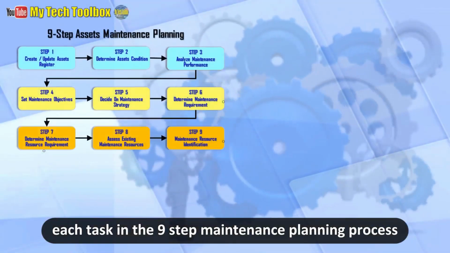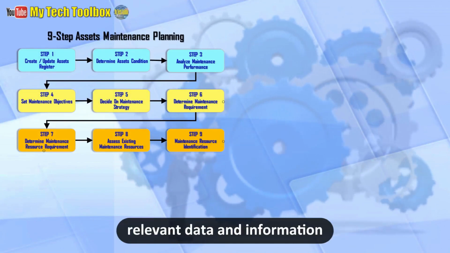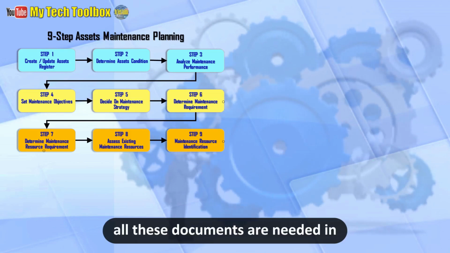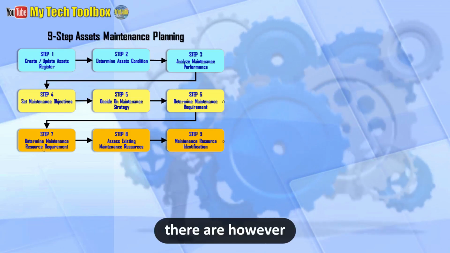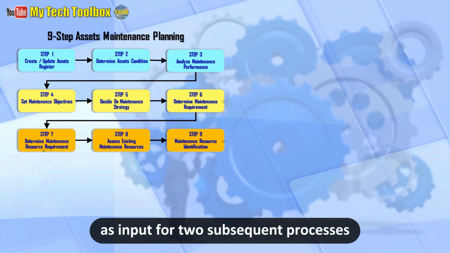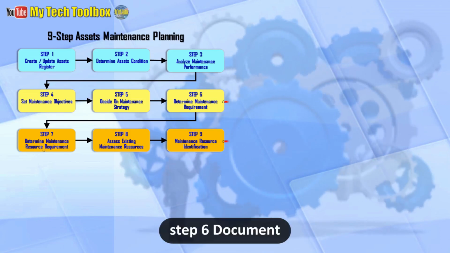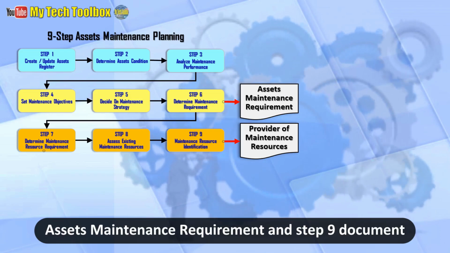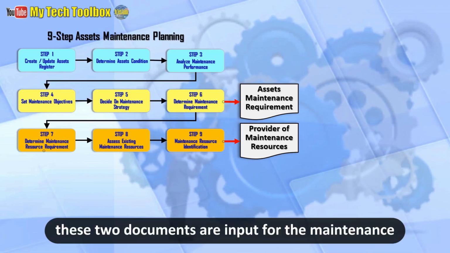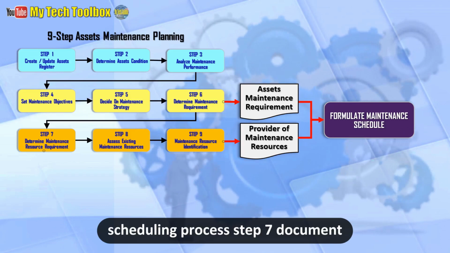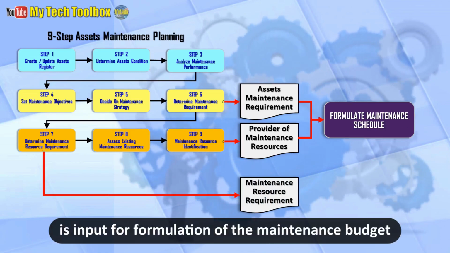Each task in the 9-step maintenance planning process produces a document or documents containing maintenance-relevant data and information. All these documents are needed to effectively implement the company's maintenance management system. There are, however, 3 specific documents being called for as input for 2 subsequent processes. These documents are the following. Step 6 document, assets maintenance requirement, and Step 9 document, identified source of maintenance resources. These two documents are input for the maintenance scheduling process. Step 7 document, maintenance resource requirement. This document is input for formulation of the maintenance budget.